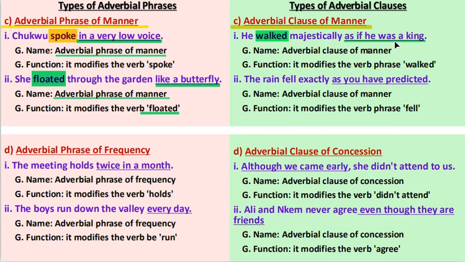Adverbial clause of manner. What is the function? It modifies the verb walked. The second example under adverbial clause of manner is: the rain fell exactly as you have predicted. As you have predicted is an adverbial clause of manner. And the function is that it modifies the verb fell. How did the rain fall? As you have predicted. And like I said, as you have predicted is the clause. It modifies the verb fell.